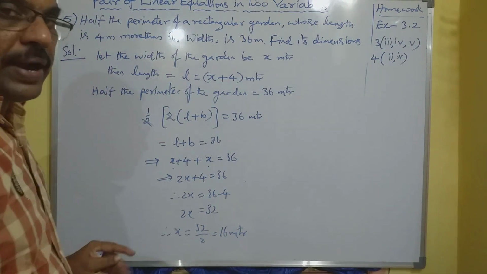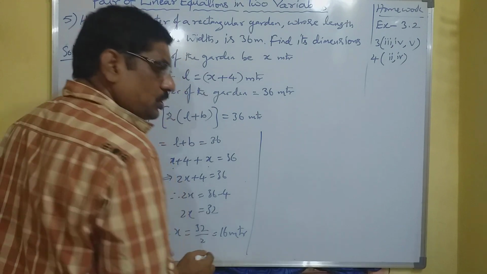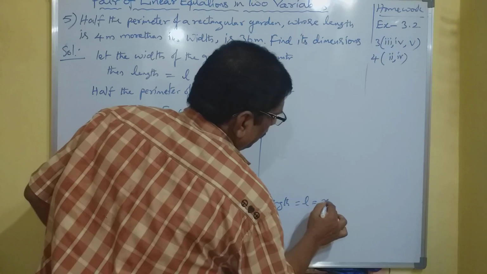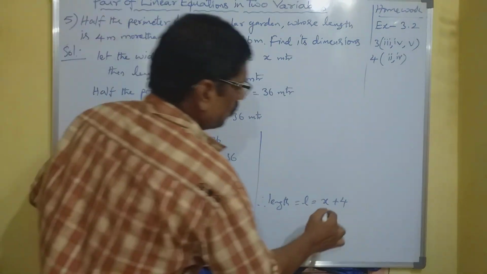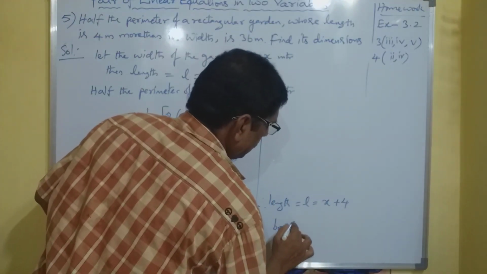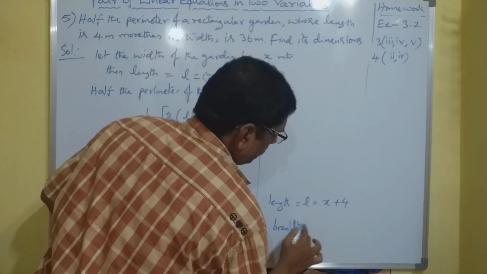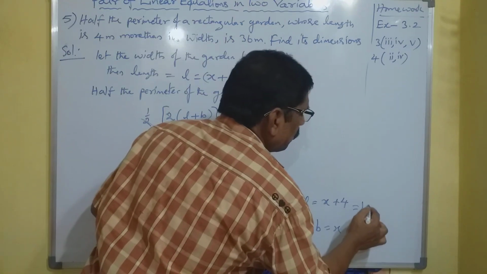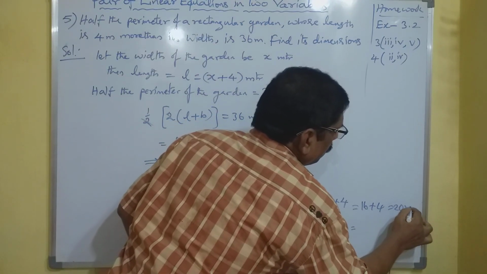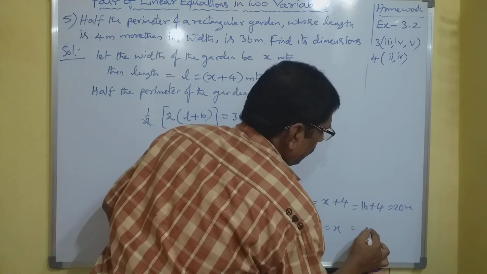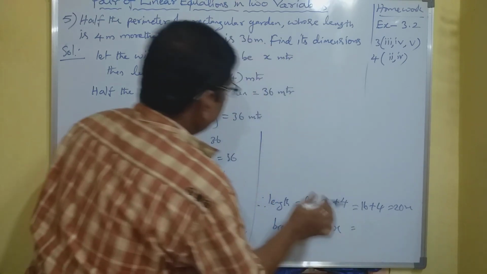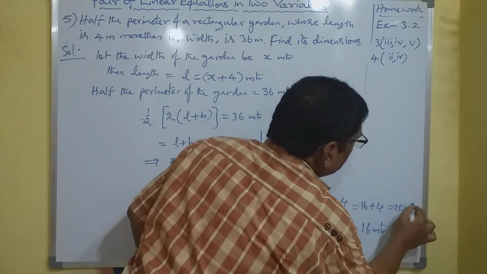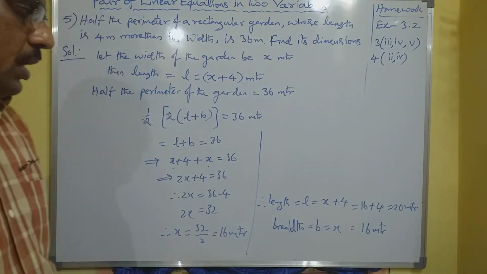Okay, now we have to find the dimensions of the garden. Dimensions means length and breadth. Therefore length L is equal to x plus 4, and breadth, what is breadth? Breadth we have taken as x. So let us substitute the x value. X plus 4, 16 plus 4 is 20 meters, and x is 16 meters. Okay, now these are the length and breadth of the rectangle.